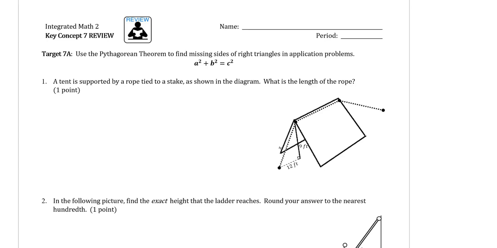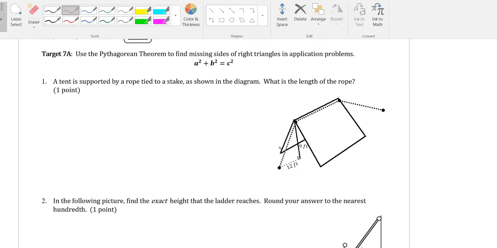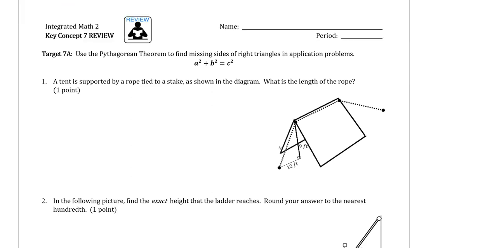Alright guys, we are now looking at our KC7 review. So starting with target 7a, 7a is all about our Pythagorean theorem. Okay, so we have a squared plus b squared equals c squared. Remember, the biggest thing we have is c is across from your right angle.